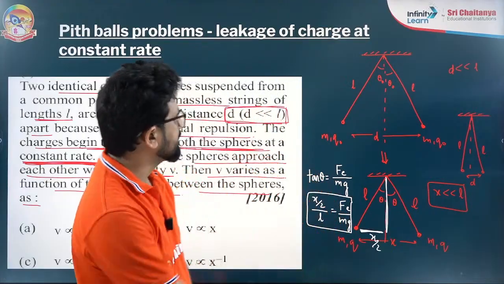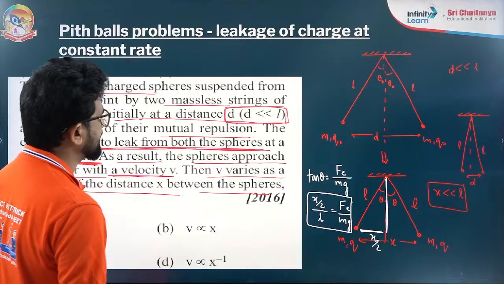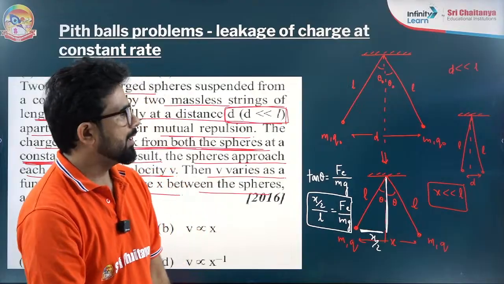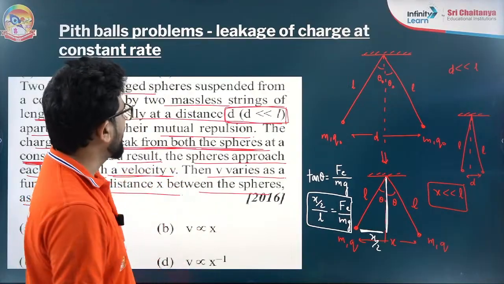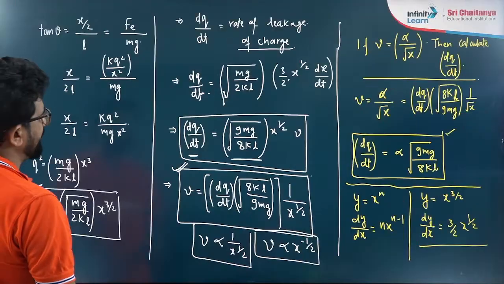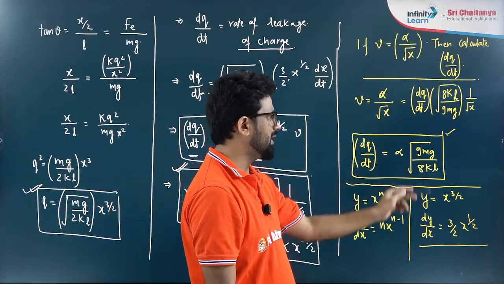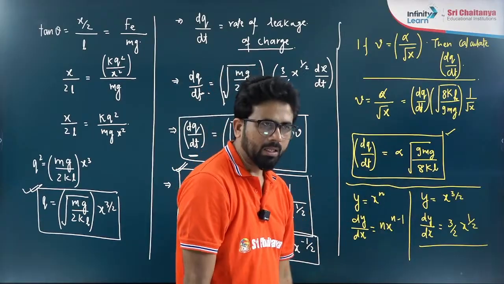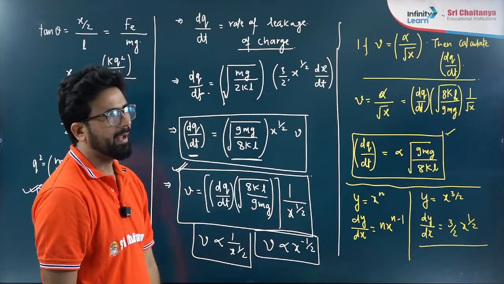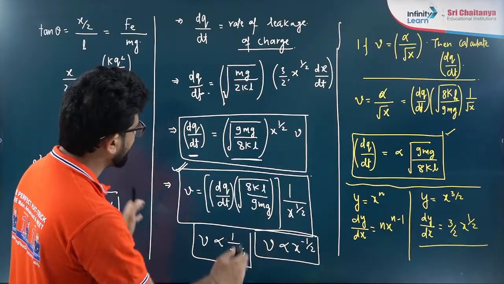In the last class, the last example we discussed was the pith ball problem, the leakage of charge. This is a 2016 NEET question, and it is also a question in IIT JEE Main, and originally an Irodov question. We discussed the meaning of dq by dt. It is alpha under root of 9 mg by 8 kl, or you can write that V is inversely proportional to under root x, or V is directly proportional to x to the power minus 1 by 2. We have seen this problem.